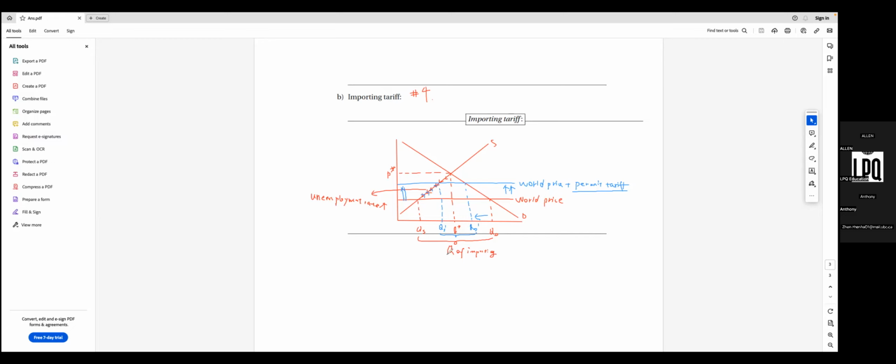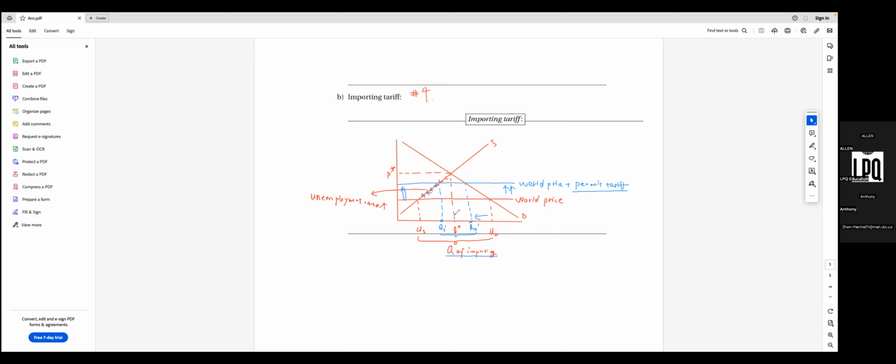You see, the quantity of importing has been reduced, from this big gap to this smaller gap here. So the quantity of importing has been reduced. That is the purpose of adding a tariff.